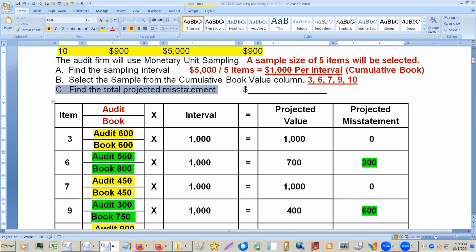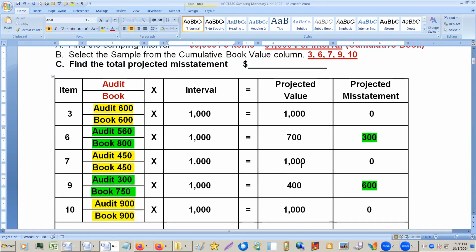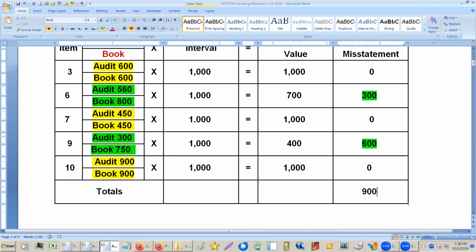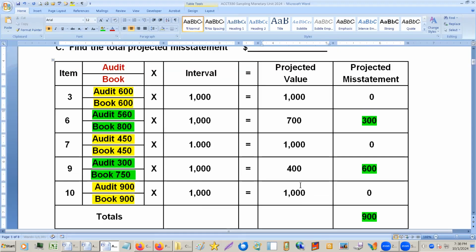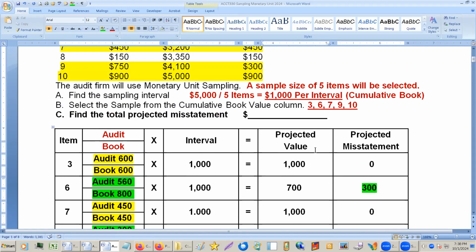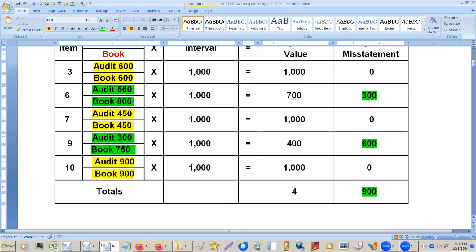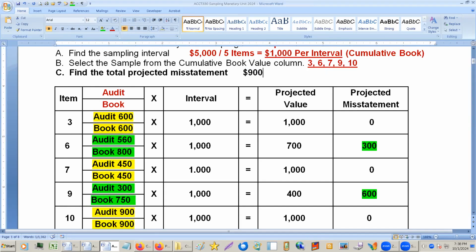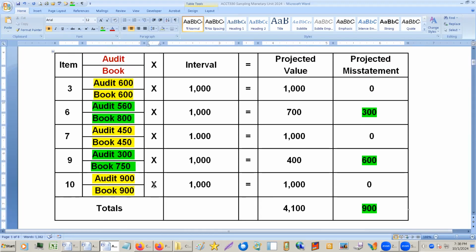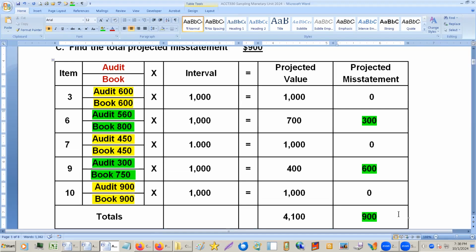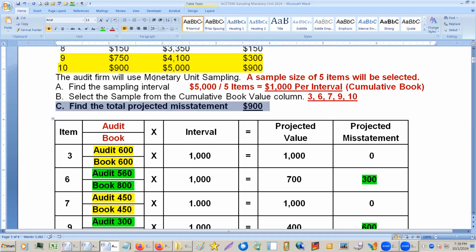So that's for a projected misstatement. Find a projected misstatement that is 900. Yeah, so the projected value would be, well, it's 5,000. It should be like 4,900. No, 4,100. So 4,100 would be this. It doesn't ask for it, but 900 would be the projected misstatement. So what we would have here for our projected misstatement would be 900.